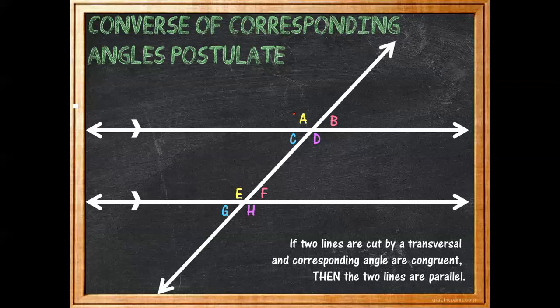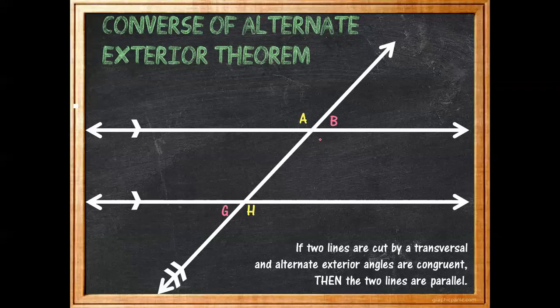So here, corresponding angles, remember A and E, they match up. They're going to be on the same side of the transversal and in the same spot on the parallel line. So A and E, B and F, D and H, C and G. The converse of alternate exterior theorem says that if two angles are alternate exterior and they're congruent, then those lines are parallel. So A and H are alternate exterior. If those angles are congruent, we know that these two lines are parallel. Same for B and G.